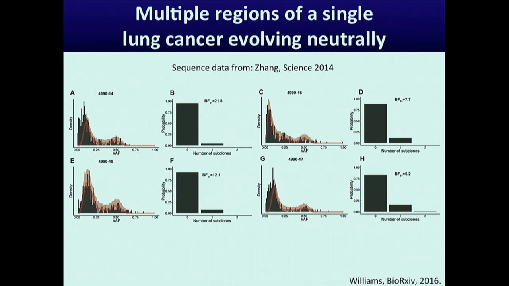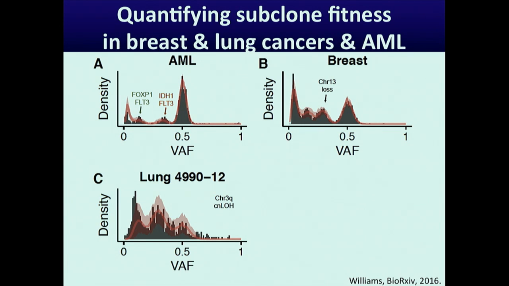So this is some data from Andy Futrial's lab in lung cancer. So these are 4 regions of a single lung cancer, and you can see that they are all consistent with the pattern of neutral evolution. They all show a 1/f-like distribution of ever more mutations at ever lower frequency. And our posterior estimate for each of these regions is consistent with there being no selected subclone. And so these are 3 other tumours.